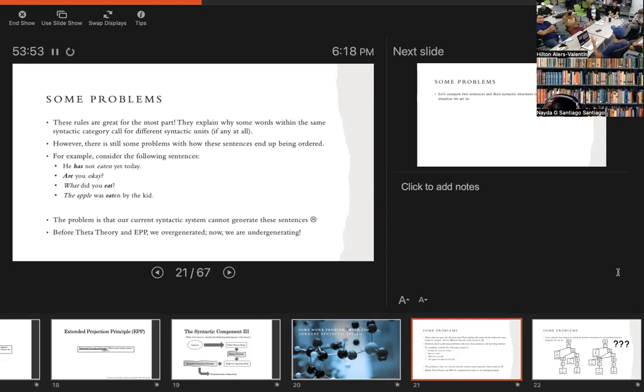So how does that movement work? How is it that we have all these WH words that, always or most of the time, end up being in the front of a question, right? What's going on over there?